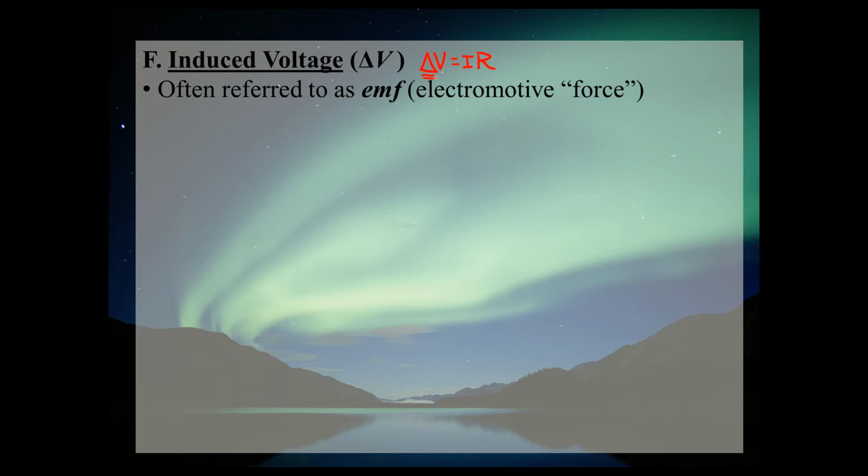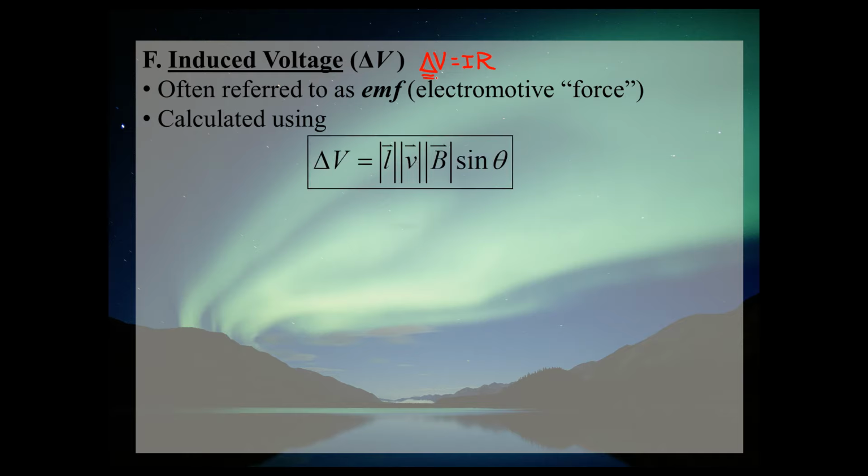The force that gets them to move is a result of the process of electromagnetic induction. So it's not really a force, but the term EMF has just stuck around and is used interchangeably for identifying induced voltage. To calculate the voltage induced in a conductor, we can use this equation. Delta V is equal to the magnitude of the vector L times the magnitude of the vector V times the magnitude of the vector B times sine theta.